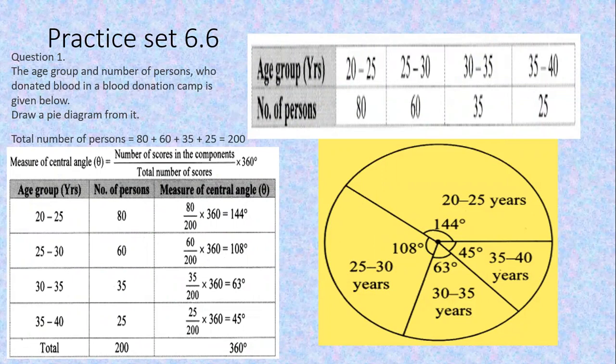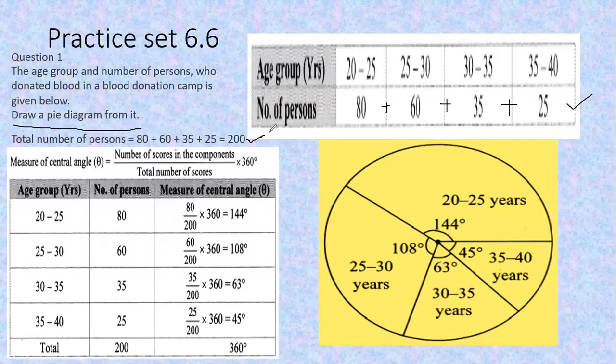The age group of the number of persons who donated blood in a blood donation camp is given below. Draw a pie diagram from it. So how to draw the pie diagram? First you add the given number of persons, add all of this. So 80 plus 60 plus 35 plus 25, you get 200.